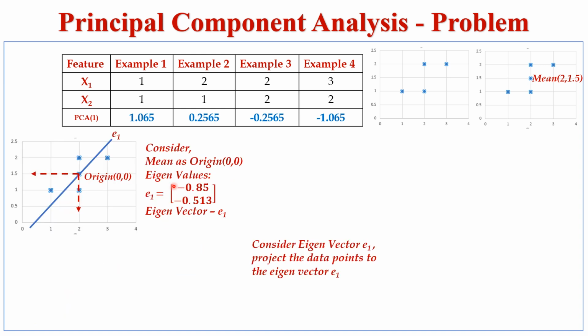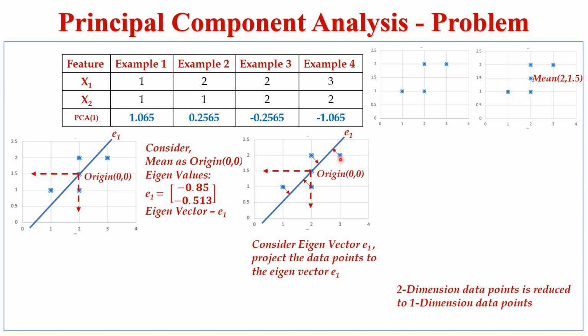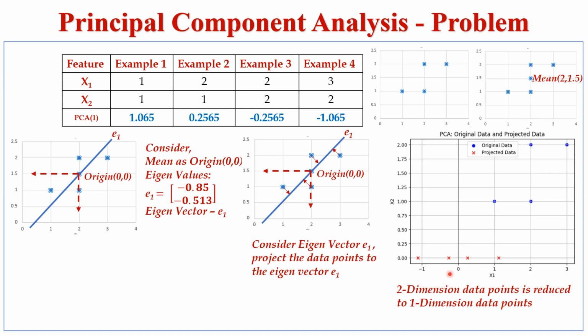So we are considering the eigenvector E1 and we are projecting the data points onto the eigenvector E1, as we have shown here in this diagram. The final plot, where the two-dimensional data points have been reduced to one-dimensional data points, is given here in this diagram. This is the output. After executing the code, I have obtained it for the same input data values.